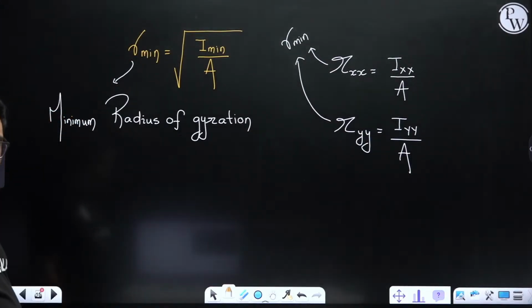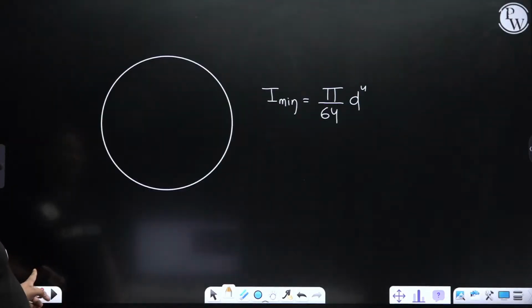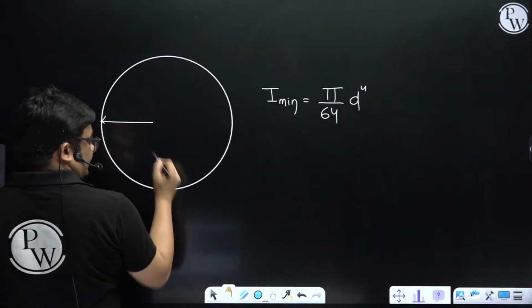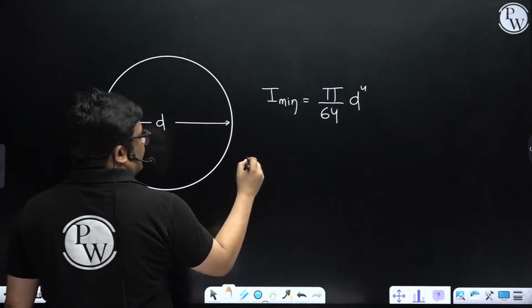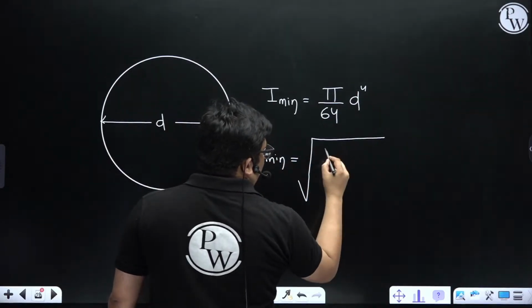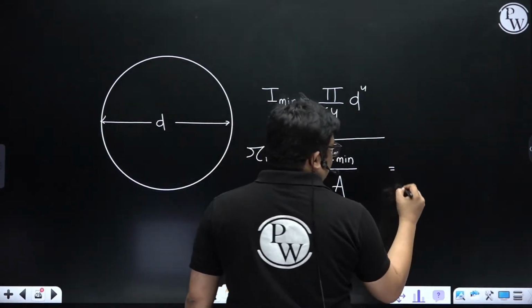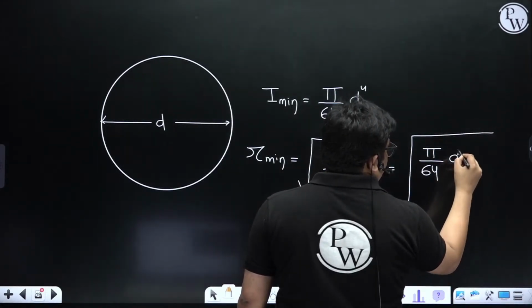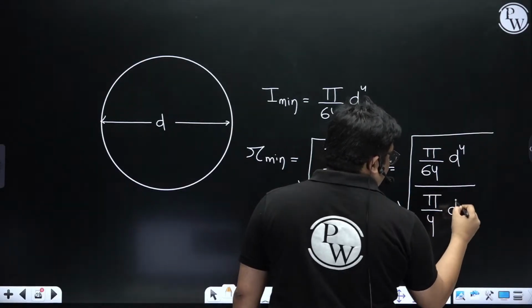So if I am interested in finding the radius of gyration for this circular section, very easy actually. If this is D, then R minimum will be square root of I minimum divided by area. What is I minimum here? It is pi by 64 d to the power 4. And what is the area of a circle? Pi by 4 into d square.